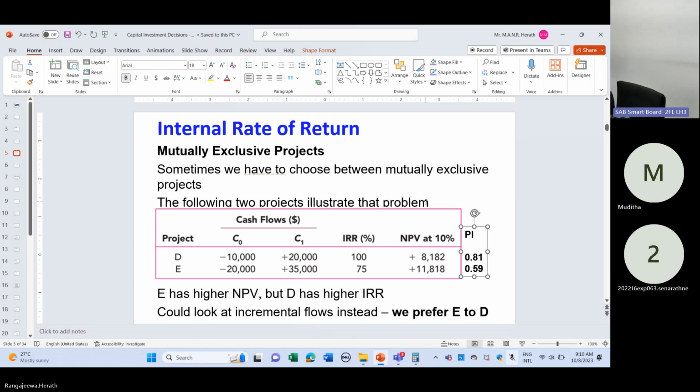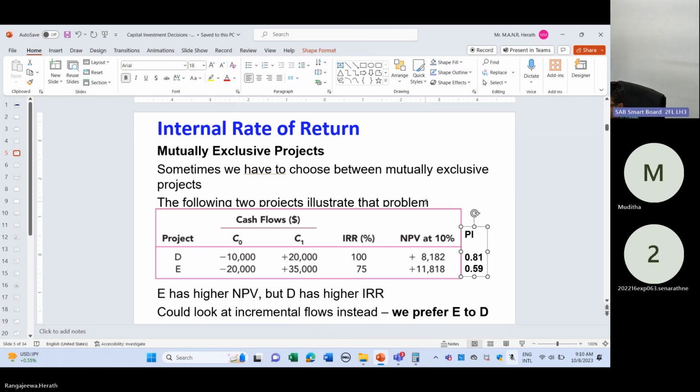If both are independent, then you accept E. If both are mutually exclusive also, you accept E. Right? That will give you relatively higher positive NPV, higher incremental NPV. But if you have resource limitation, you can use this additional 20,000 for some other projects.